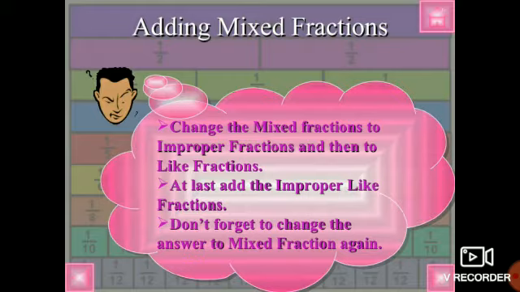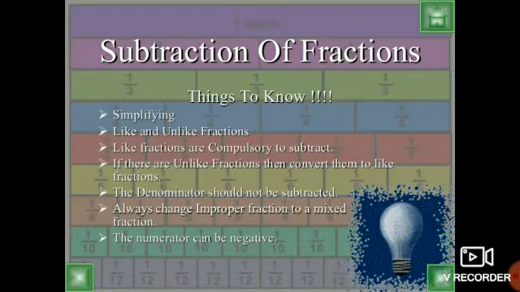Add the improper like fractions and don't forget to change the result to mixed fraction again, right? Now let's discuss subtraction of fractions. Actually students, subtraction is same as addition. I mean, if the fractions are like, we can simply subtract them.